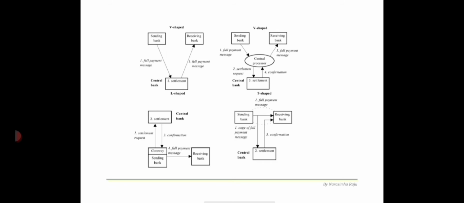And coming to the Y-shaped, in this case the payment message is transmitted by the sending bank to the central processor. The central processor takes a subset of information that is necessary for settlement from the original message and routes this core subset to the central bank. Upon receipt of the core subset, the central bank checks that the sending bank has sufficient covering funds on its account and informs the central processor about the status of the transfer, for example, queuing or settlement.